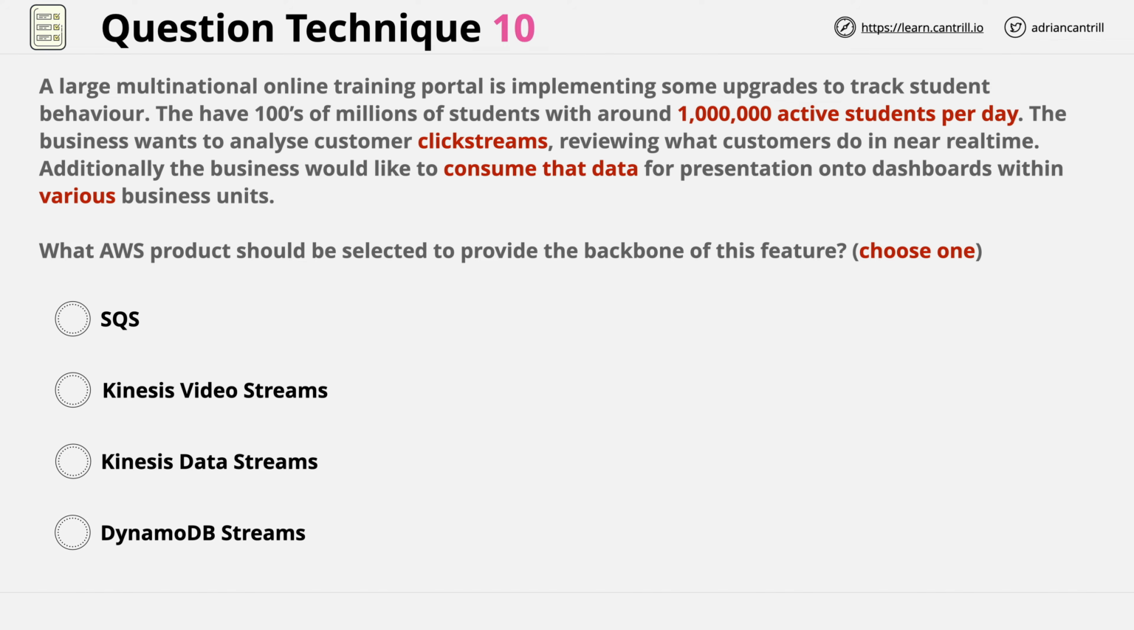So the question really focuses around the ingestion of data around the clickstream of customers of this business. So a clickstream is a term that's used to describe how a user interacts with a web-based application. So where their mouse moves, which buttons they click on, how they interact with the user interface. And this can be a fairly large amount of data per customer. Multiply this by 1 million active customers per day and you have a potentially huge amount of data which needs to be ingested into AWS.